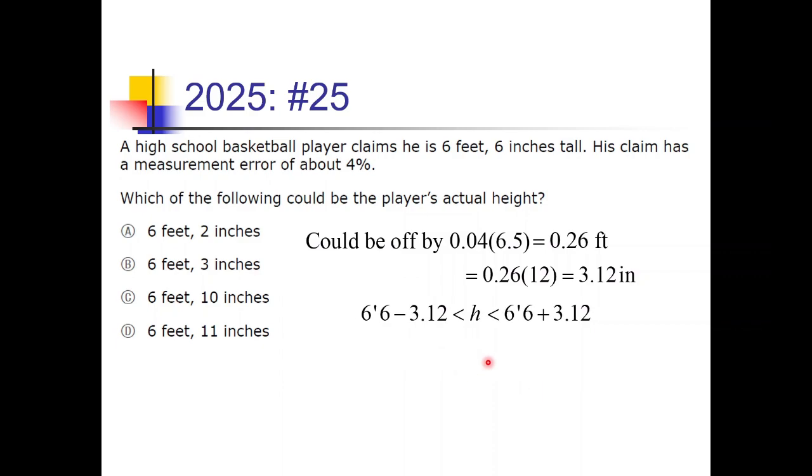So let me just check my answer choices now, given this, for something that's in this range. 6'2" is less than 6'2.88", so we can't use choice A. 6'3" is just barely in that range, so B is looking good. Let's just check the others to be sure. 6'10" and 6'11" are both higher than this 6'9", so definitely choice B then.